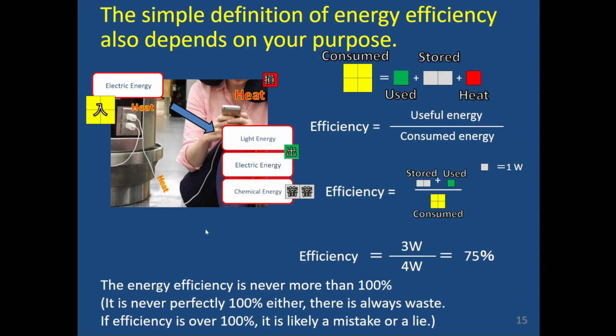The energy efficiency is never more than 100%. If it was over 100%, that would be free energy, like making free energy forever, which sounds too good to be true, and it's impossible. Energy efficiency is never perfectly 100% either. There's always some waste. If efficiency is over 100%, then it is likely a mistake or a lie. Maybe somebody selling something. So be careful.